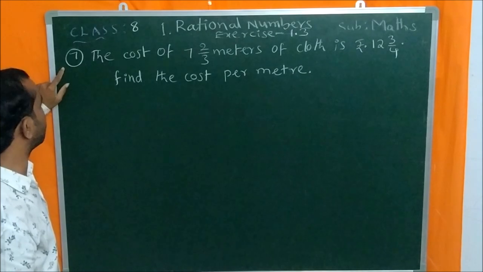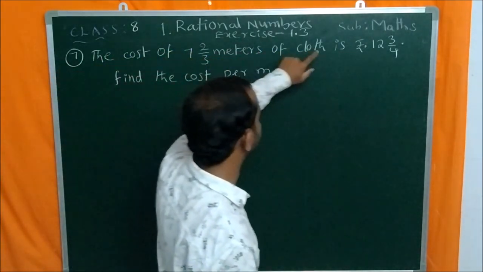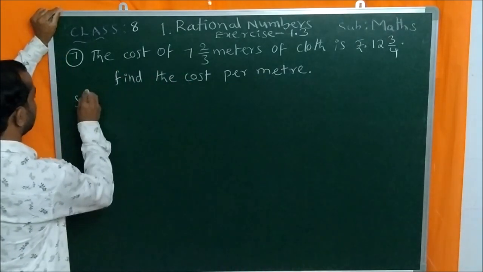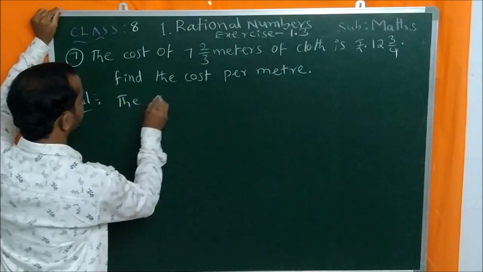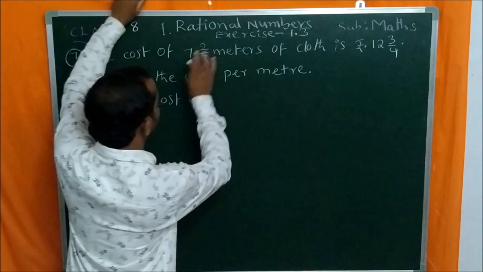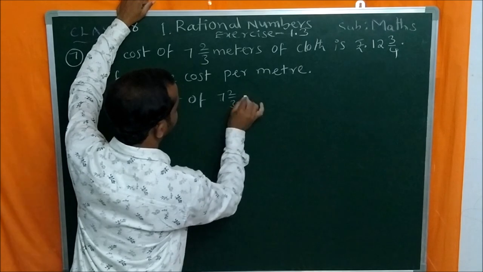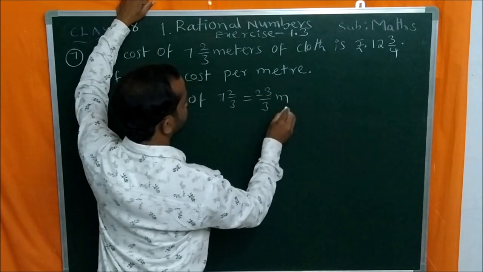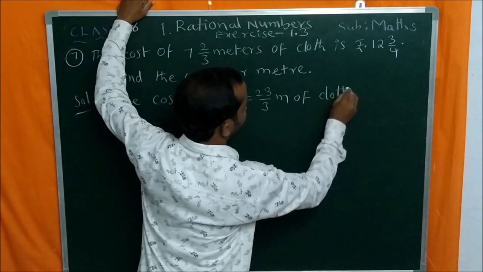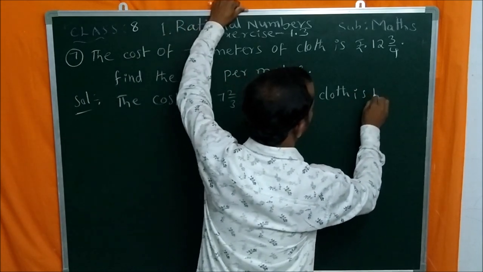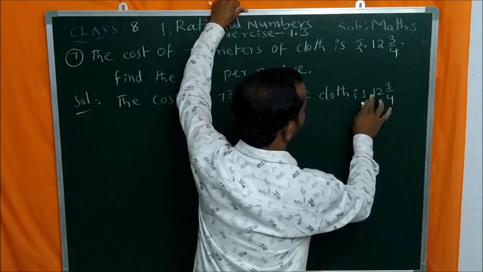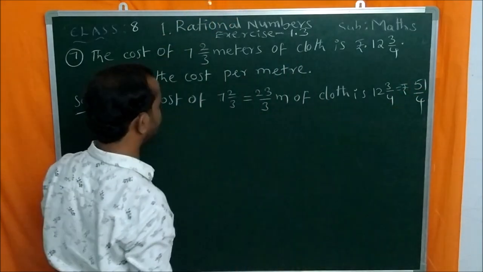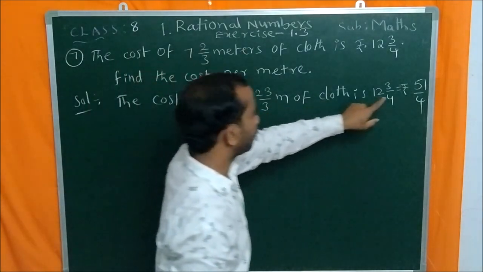Okay, next, seventh problem. The cost of 7 whole 2 by 3 meters of cloth is rupees 12 whole 3 by 4, and we find the cost per meter. First of all, 7 whole 2 by 3 can be written as 3 7s are 21 plus 2, 23 by 3 meters of cloth. The cost is 12 whole 3 by 4, that equals 4 into 12 is 48 plus 3, rupees 51 by 4. The cost of 23 by 3 meters of cloth is rupees 51 by 4.